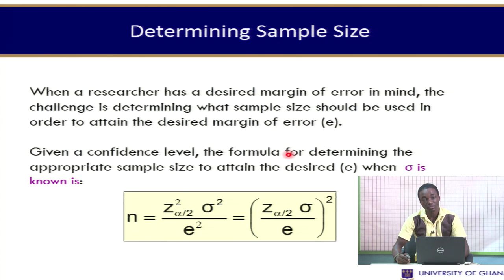Now, given a confidence interval or a confidence level, the formula for determining the appropriate sample size is given as n equals z alpha over 2 squared times sigma squared all over e squared, where e is our margin of error. This is attained on the condition that our population standard deviation is known. If you don't know it, we would estimate it using the sample standard deviation. Therefore, we will say that the factors that would affect your sample size for your research are: 1, your confidence level; 2, the level of variability within your sample or population; and 3, the margin of error that you want to set for yourself.